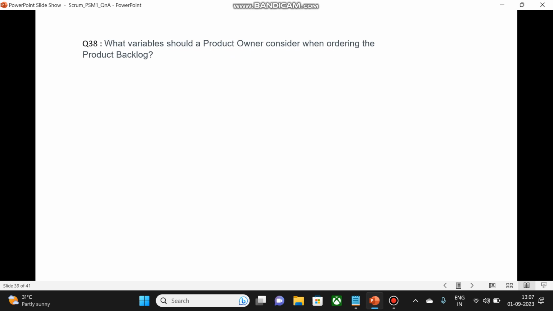What variables should a product owner consider when ordering the product backlog? So let's check the answer. Anything which helps to achieve the product goal and value maximization. So if anything is related to achieving the product goal or to maximizing the value of a product, that topic the product owner should consider while ordering his product backlog items.